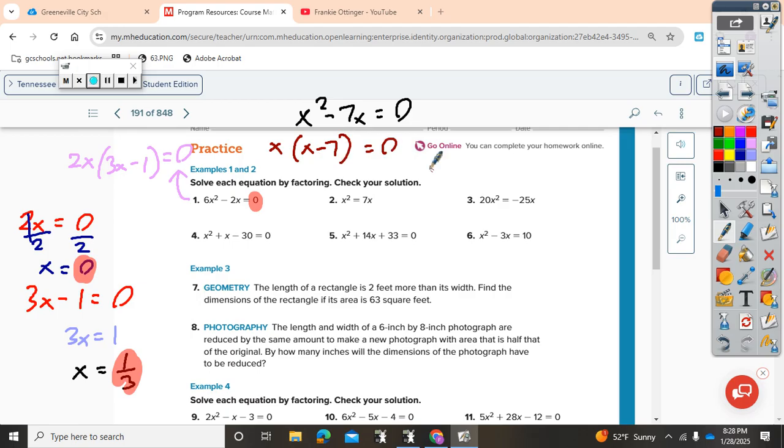Once I've factored, I will set each part equal to 0, so you set your x equal to 0, that's an easy solve because it's already solved, and you set your x minus 7 equal to 0, and solve it by adding 7 to both sides, x equals 7. So your solutions for number 2 are 0 and 7, and of course number 1 was 0 and 1/3.